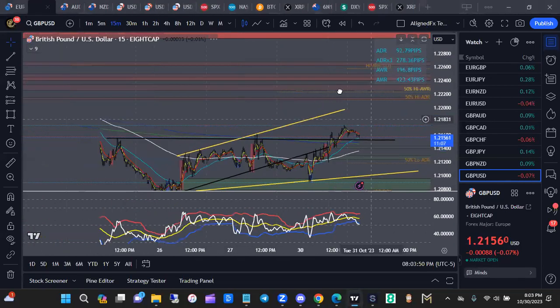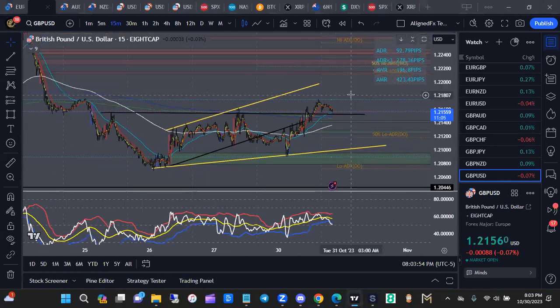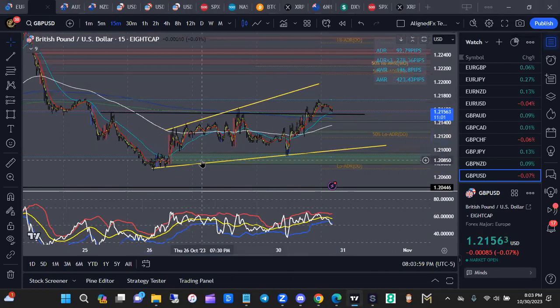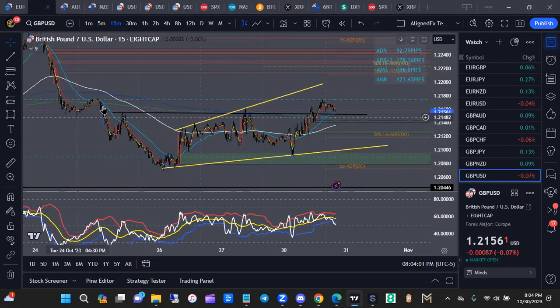GBP USD. This one doesn't really have any news per se, but what is this? I don't know what that's for. But it's kind of like the same thing as GBP USD.